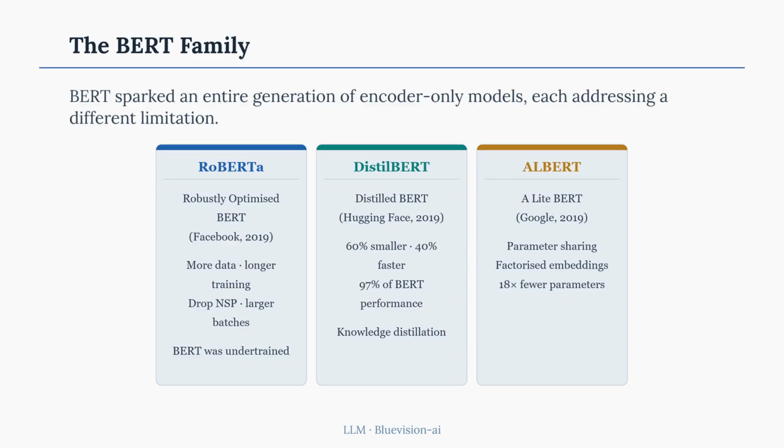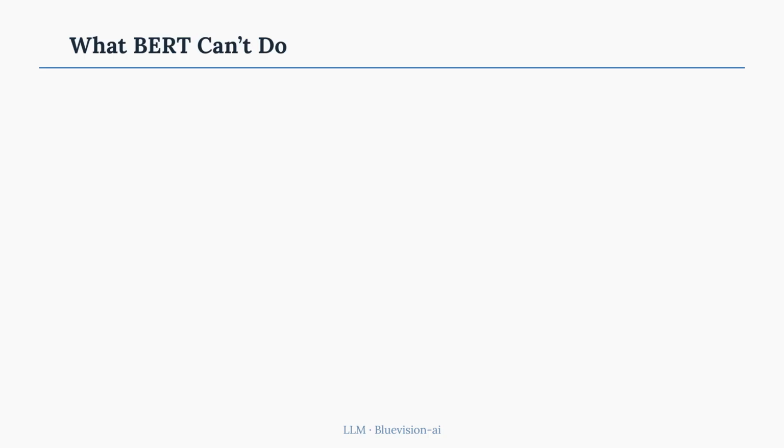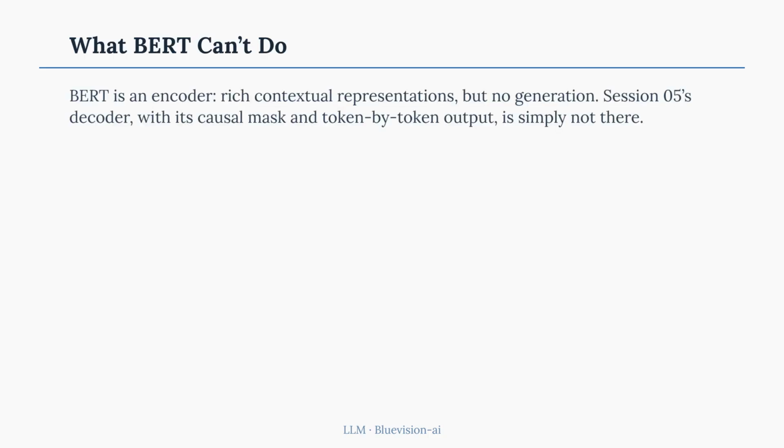3 different answers to 3 different questions. How to train better, how to deploy smaller, how to compress parameters. All 3 are still in widespread use today, and you'll meet one of them again in the lab at the end of this session. But BERT has a real limitation. BERT is an encoder. It reads, it represents, it classifies. It cannot generate. Ask BERT to complete a sentence, write a paragraph, or answer a question in free-form text, and there is no mechanism in it to do so. The decoder, with its causal mask and its token-by-token output, was removed. What is left is understanding without production.